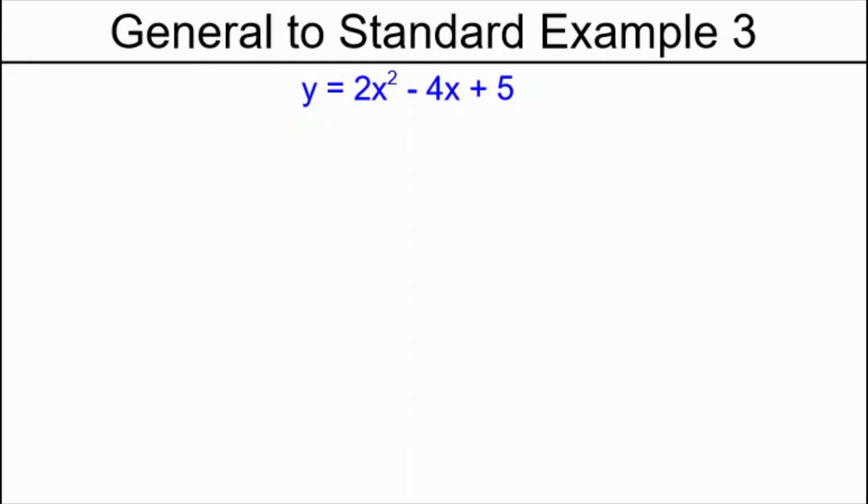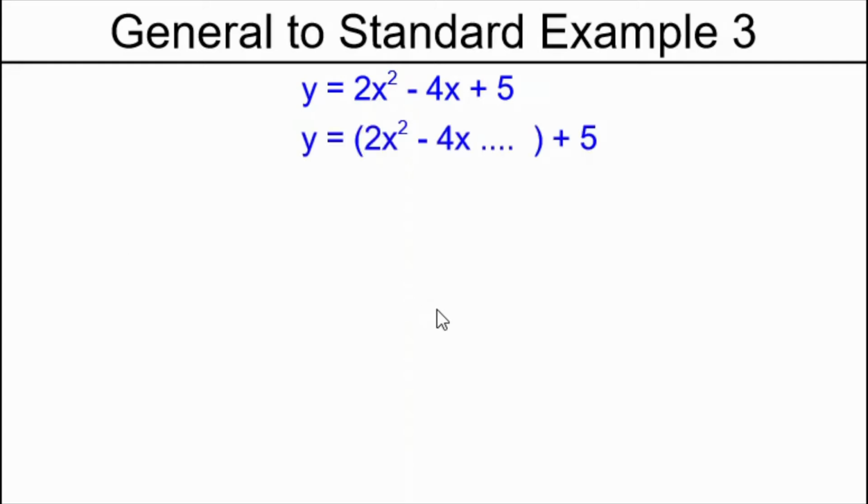Today's Daily Dose of Math is an example of converting general to standard form with a quadratic equation. This is example 3, and now we've moved on to the more complicated types of trinomial that we have to do this with. What's making it more complicated is that the numerical coefficient of x squared is not 1. This time it's 2. This causes us to have a couple of extra steps to do.